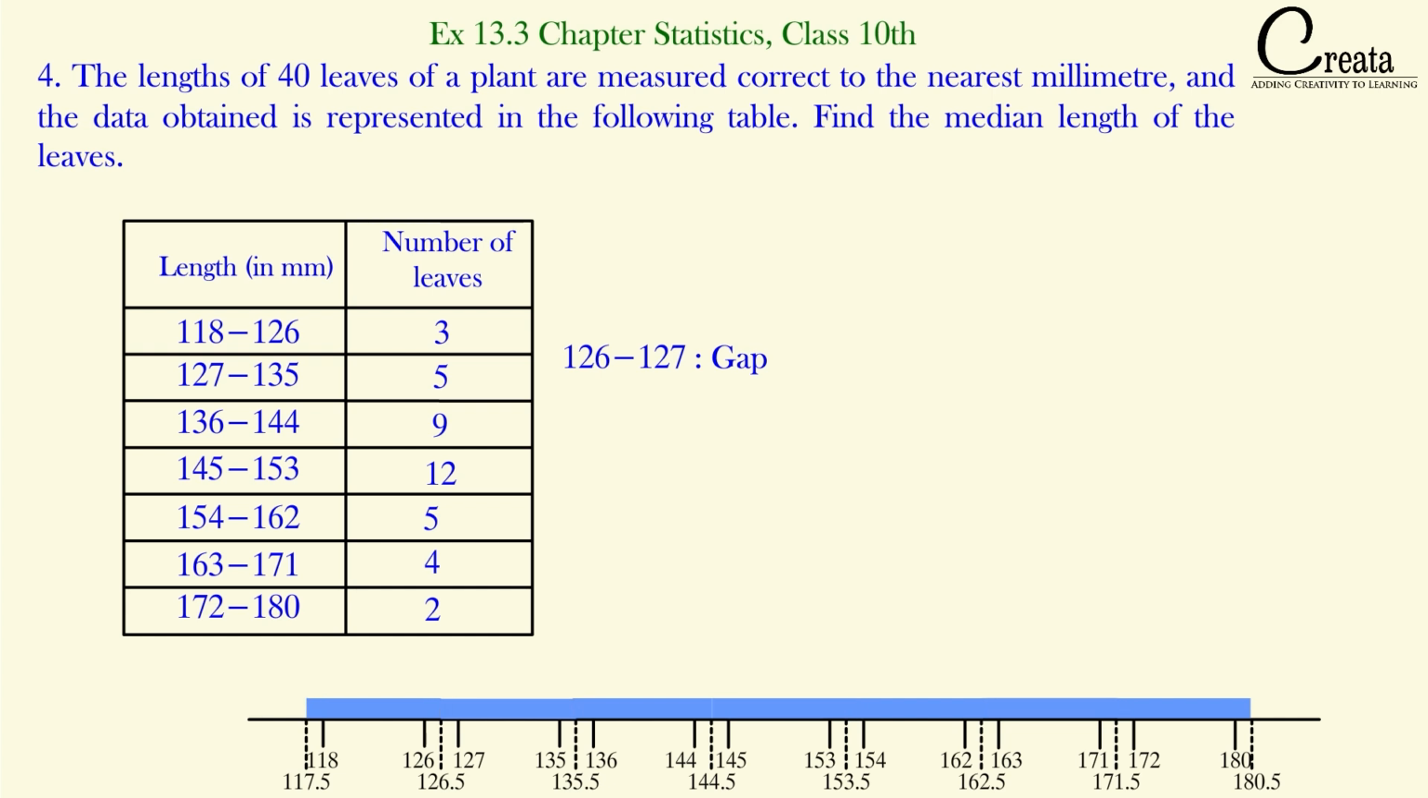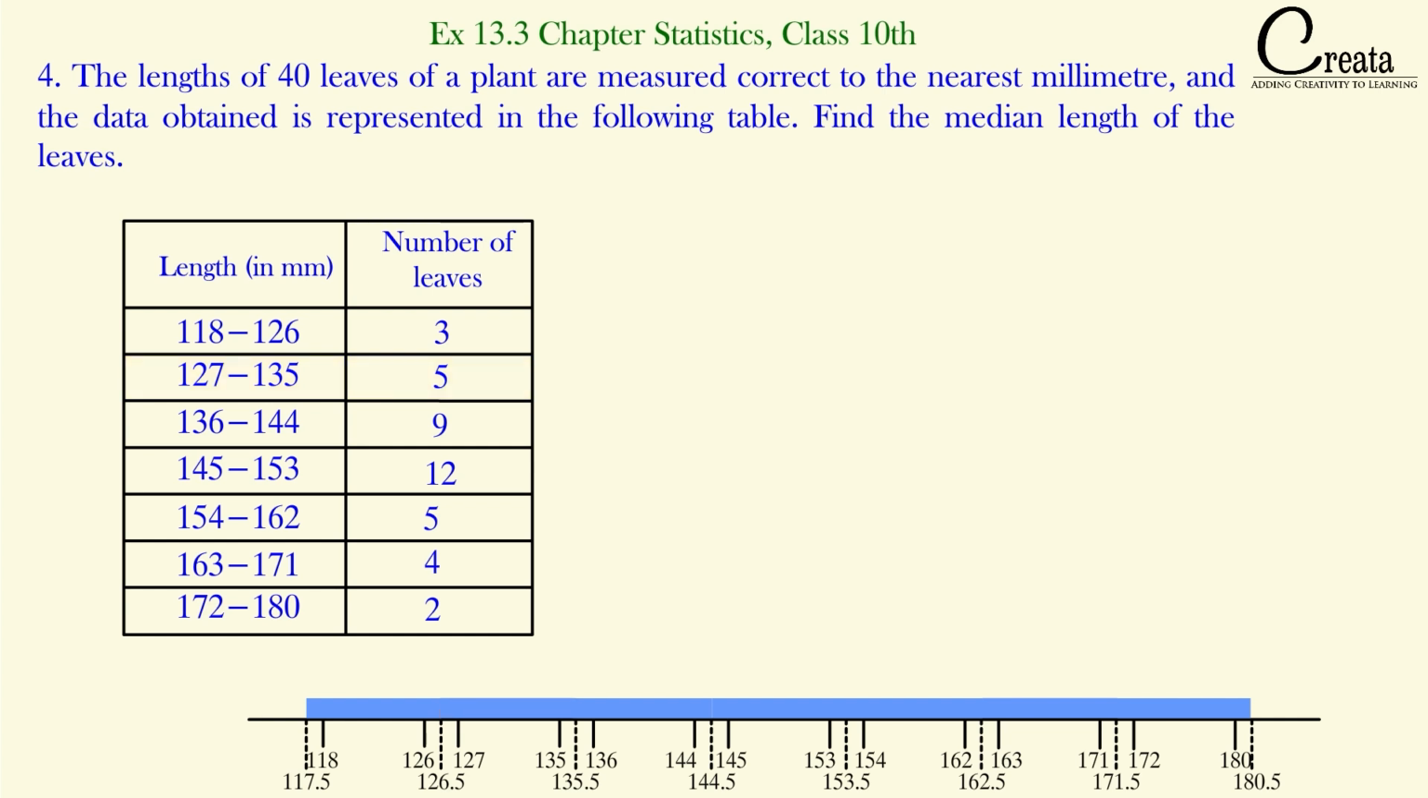The question may come to your mind: will this not distort our data? No, this will not distort our data. For example, if we talk about 127 to 135, we have 5 leaves. It means that 5 leaves have a length from 127 to 135. Now also our data is true. That is, we have 5 leaves whose lengths are 126.5 to 135.5. The number of leaves has not changed, only the range has changed.